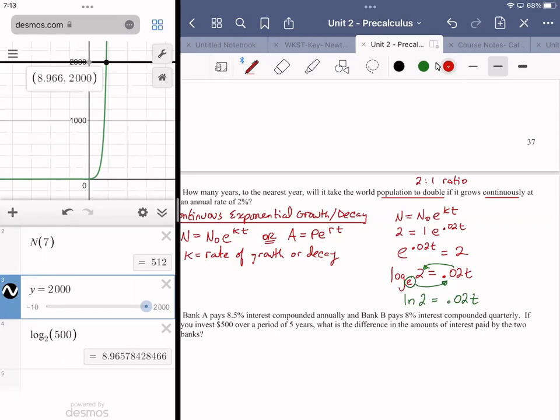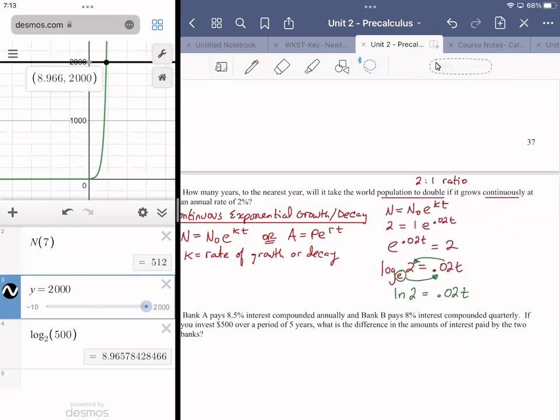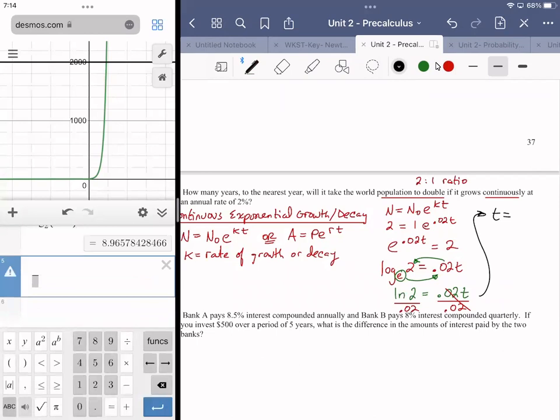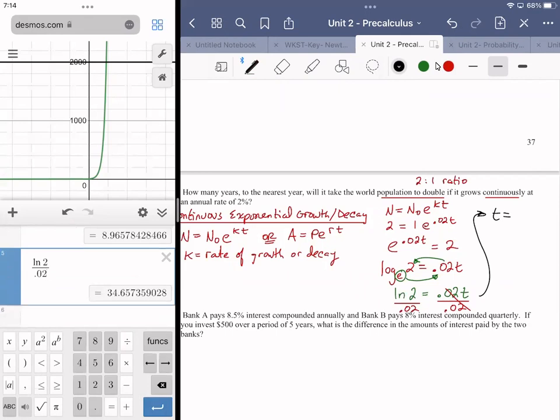So to get a solution here, I'm going to divide both sides by 0.02. I already got, well, leave the t there. And so we get t is equal to whatever you get when you take the natural log of 2 and divide it by 0.02. So 34.65, blah, blah, blah. But they said how many years to the nearest year? I'll put the decimal and then I'll round it. 34.657. But approximately 35 years.